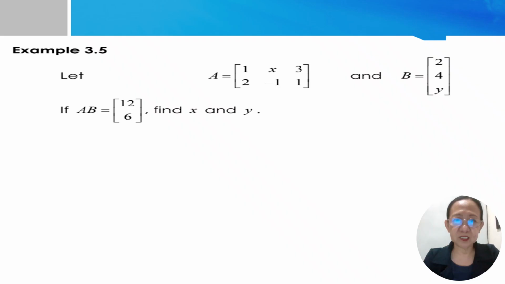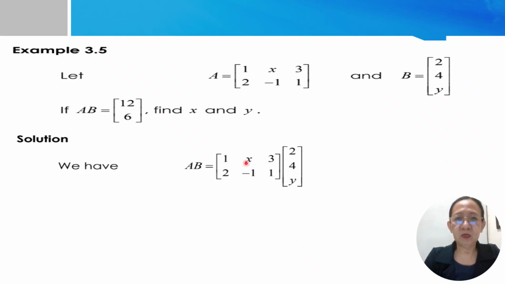Okay, let us have our example 3.5. So let matrix A, we have the entries as 1, x, 3 for the first row, and then 2, negative 1, 1 for the second row. And then our matrix B has entries of 2, 4, y. So if AB is 12, 6, find x and y. So the product AB is indicated already, 12, 6, but we have variables in the form of x and y, which are missing. The values are missing rather, okay? So you are asked to find now our value for x and y.